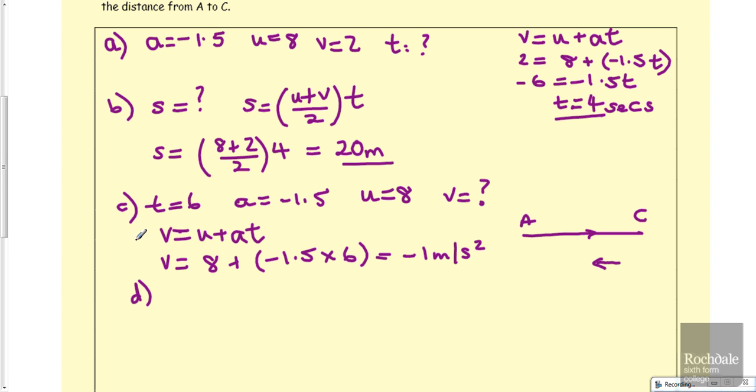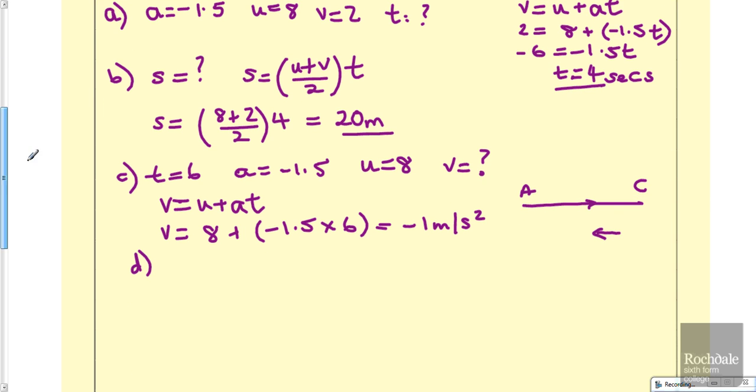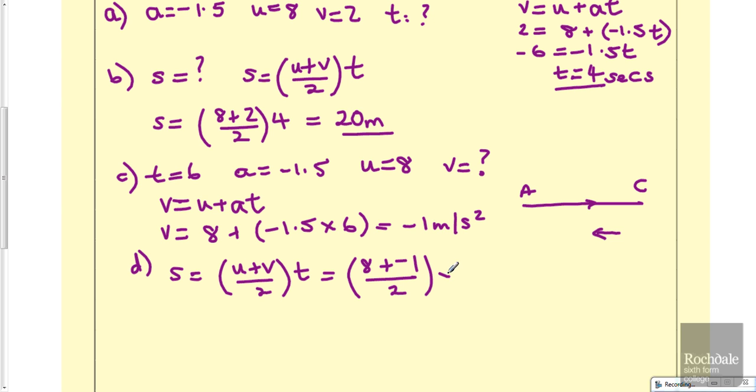Last question, part D, asked us what is the distance from A to C? So probably use the same formula we did before: (u + v)/2 multiplied by t. Starting velocity 8. The finishing velocity was negative 1. Divide it by 2. And then the whole journey from A to C, if you remember, was 6 seconds. Working that out gives us an answer of, I think, 21. So that would be 21 metres in total.